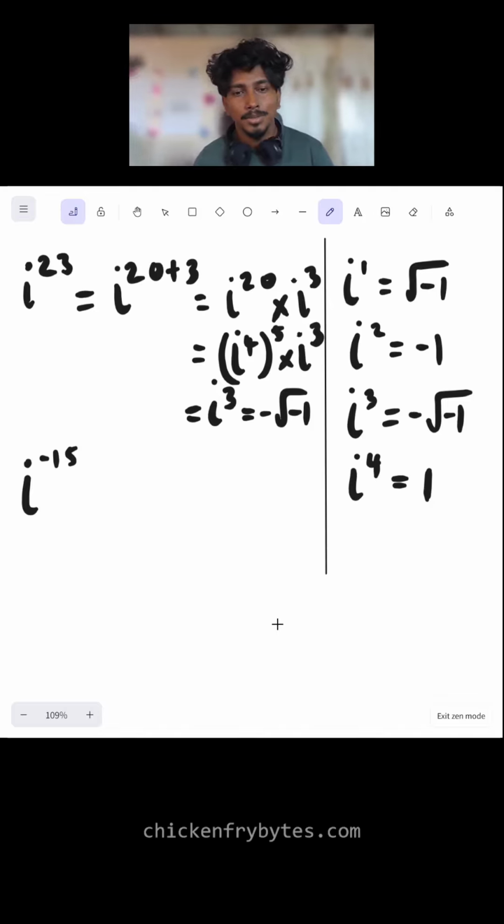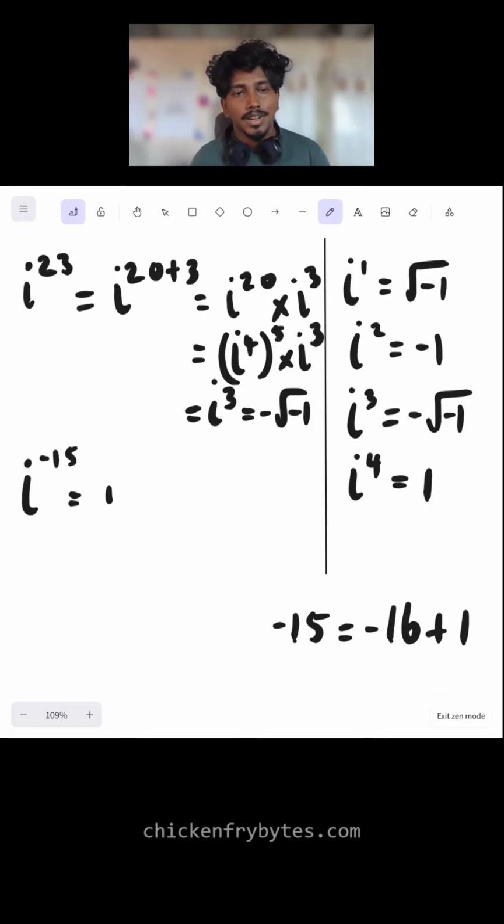And we know that, well, negative 15 is the same as negative 16, that's a multiple of 4, plus, right, the excess. We know i to the power of 1. Right, so we can rewrite this as i to the power of negative 16 plus 1. Splitting it, we get i to the power of negative 16 times i to the power of 1.